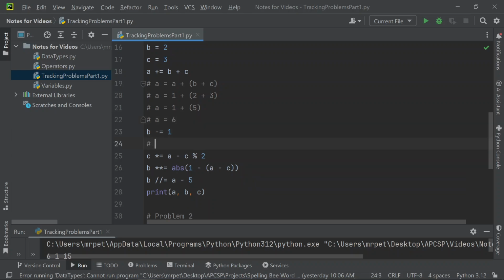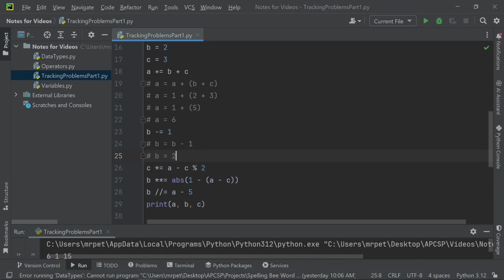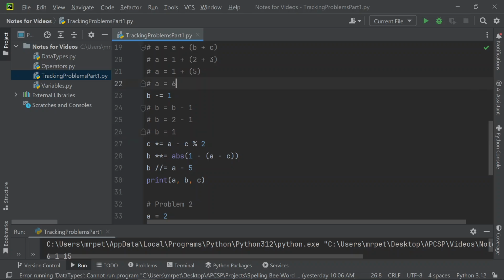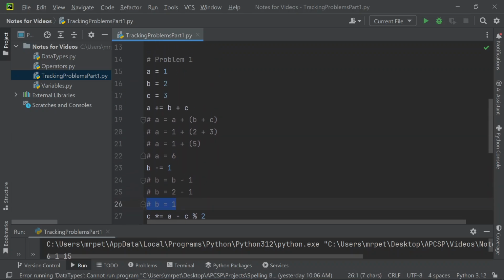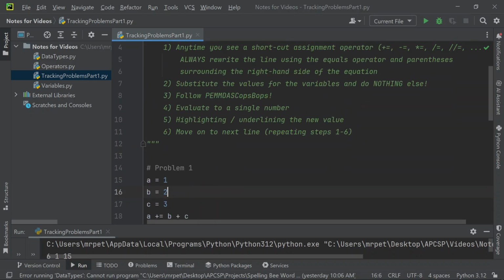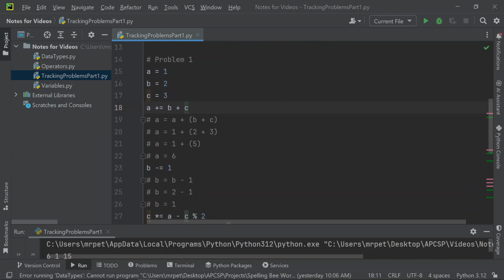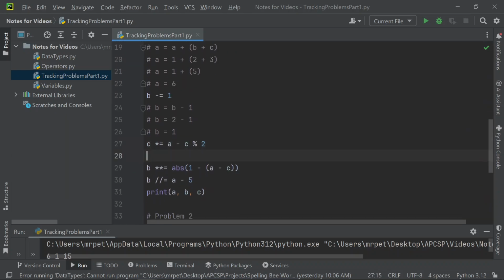All right, B minus equals 1. We just rewrite this like that. We substitute. B is 2. We follow PEMDAS. There's only one thing to follow. B is now 1. And we can move on. Now we got A is 6, B is 1, C is still 3. Right? This is how you do step number 5. I'm reminding myself what the new values are. That way, I will make sure to use the updated values.